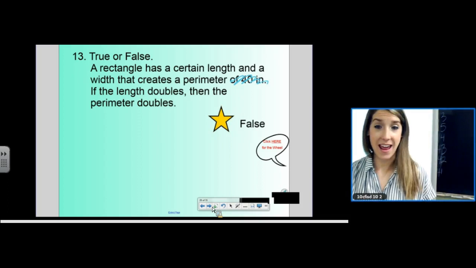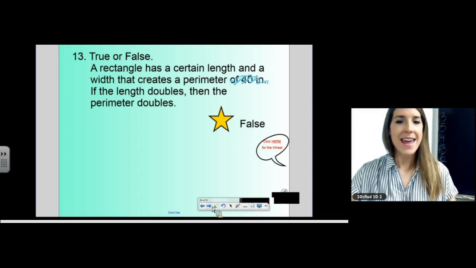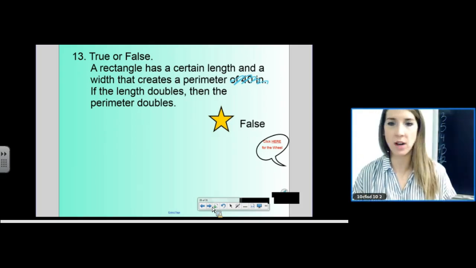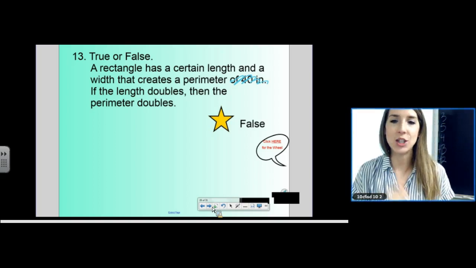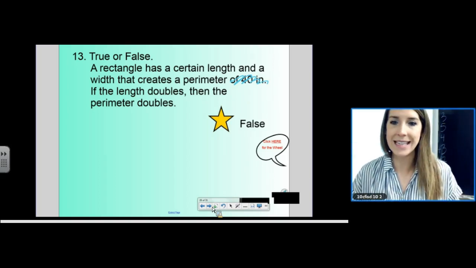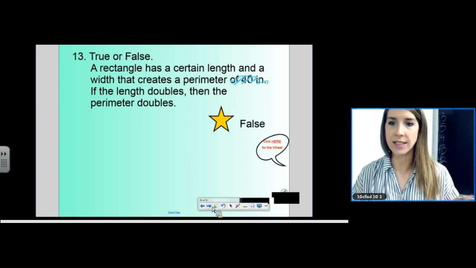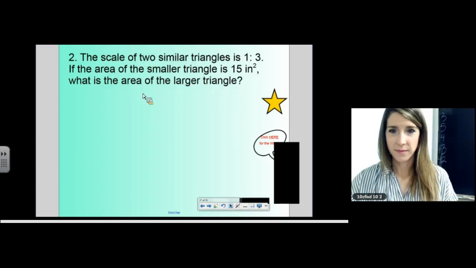We learned today that if you double just one of the dimensions, it doesn't do anything in particular to the perimeter. It doesn't double the perimeter. It will double the area, but we're not talking about that. It doesn't do anything necessarily to the perimeter. It might increase the perimeter by 6. It might increase the perimeter by 10. We would need to know the length in order to tell you that. So either way, the answer is false. Doubling just one of the dimensions does not double the perimeter.